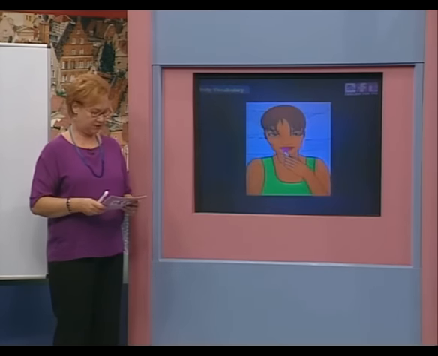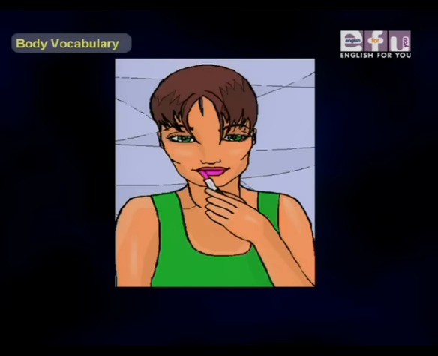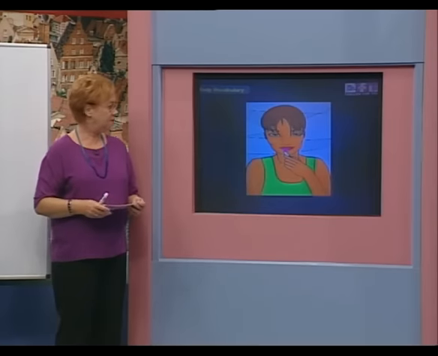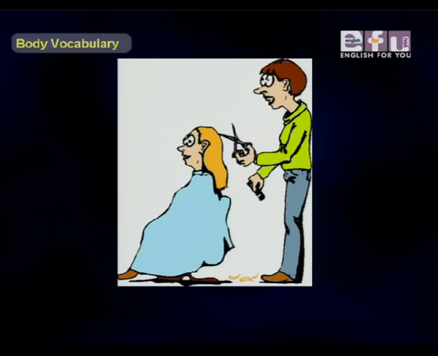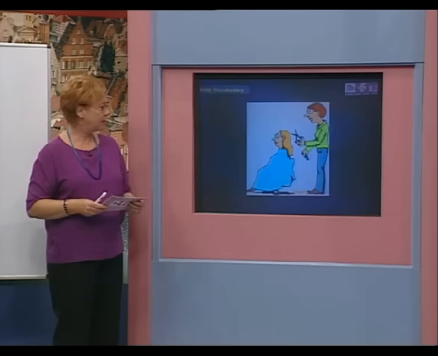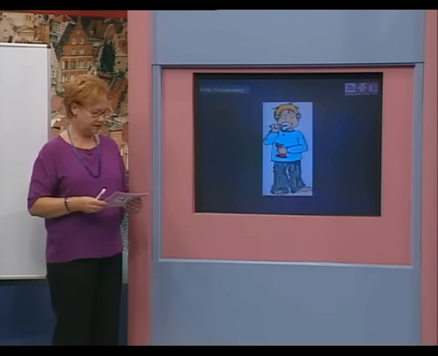Now, Ali, a picture for you. Ali, what is she doing? She is putting on lipstick. What color is it? It's pink. Is she pretty? Yes, she is. Yes. Okay, another picture for Isabel. What is he doing? He is cutting her hair. Is her hair long or short? It's long. All right.